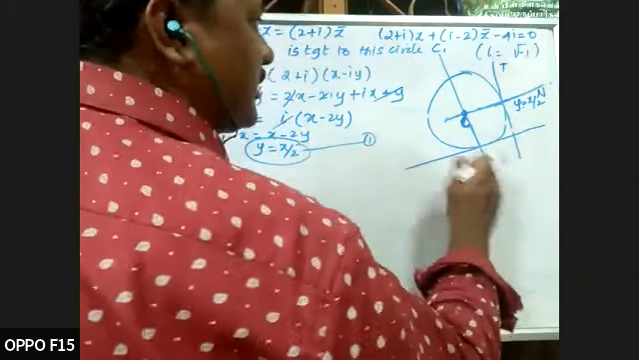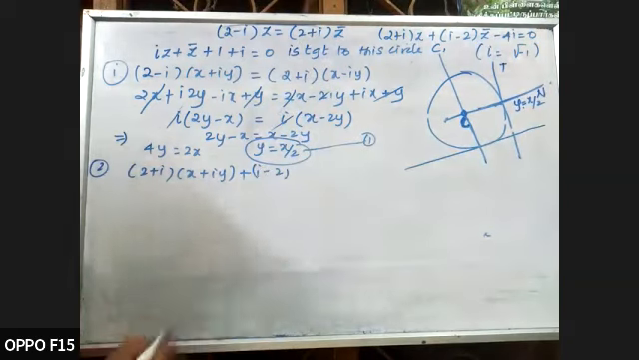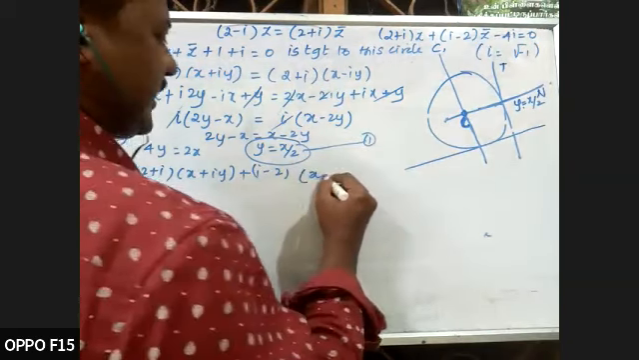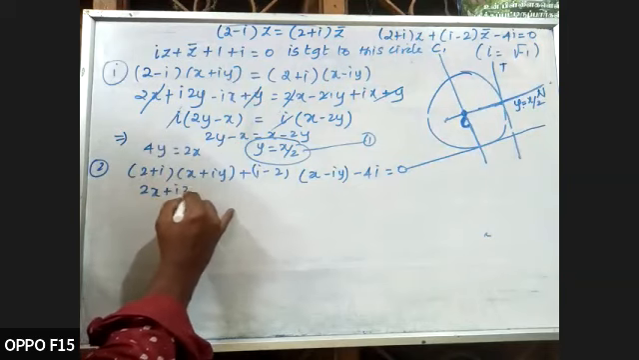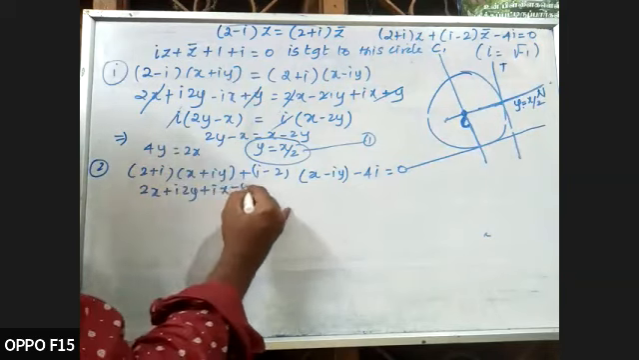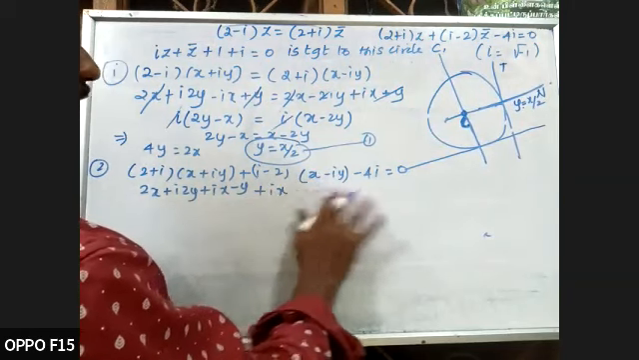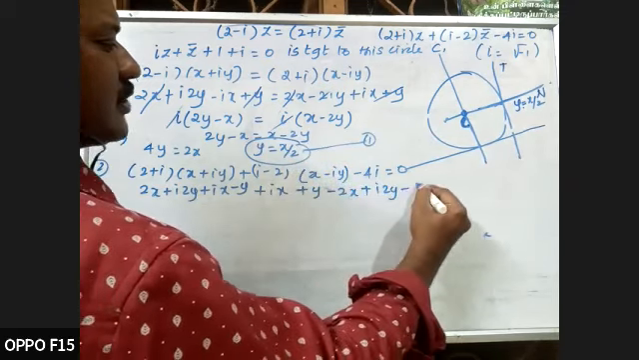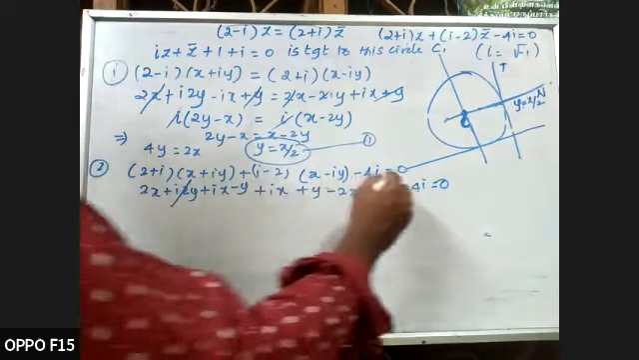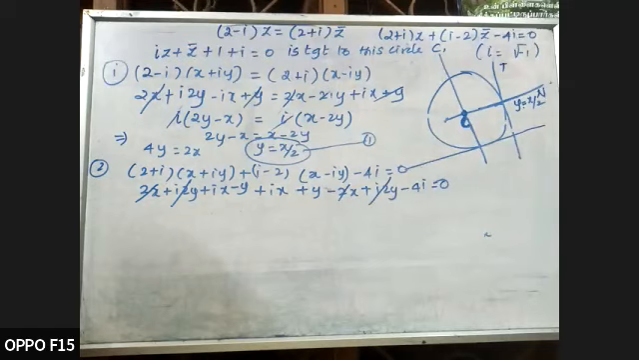The second line is (2 + i)z + (i − 2)z̄ − 4i = 0. Writing z̄ as x − iy, we get 2x + 2iy + ix − y + (i)(x − iy) − 2(x − iy) − 4i = 0, which gives 2x + 2iy + ix − y + ix + y − 2x + 2iy − 4i = 0. Now we can cancel 2x and −2x, and −y and +y. The imaginary terms cannot be cancelled.